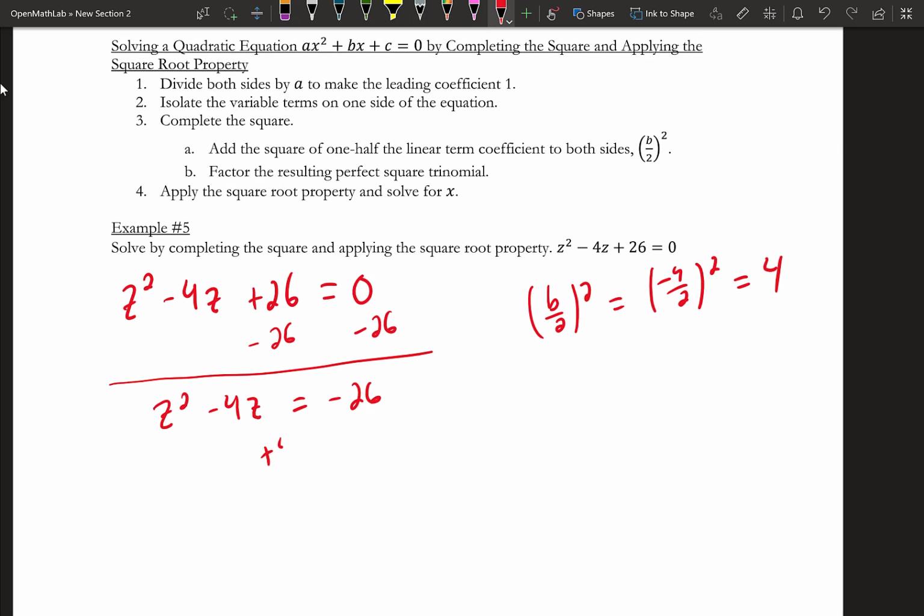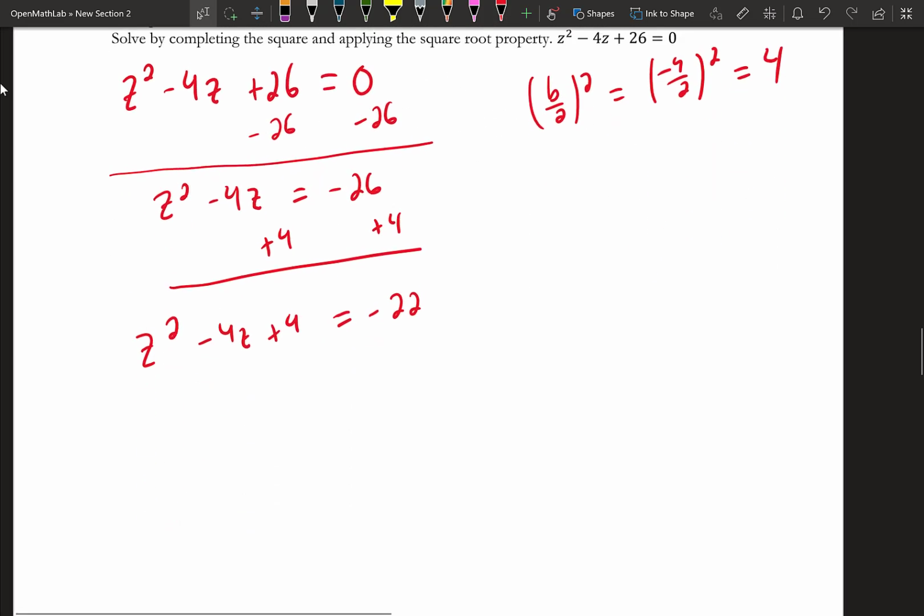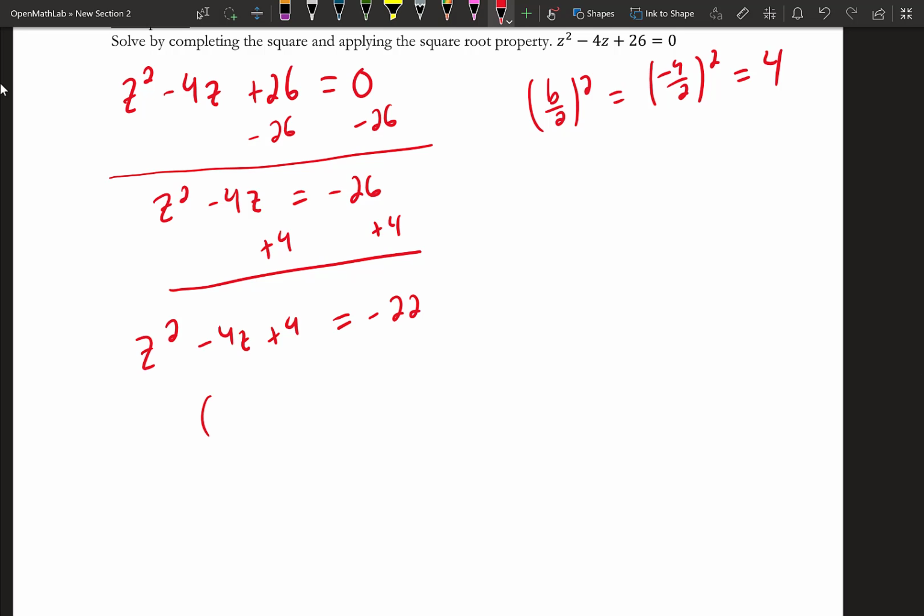So I want to add 4 to both sides. And don't forget, you do have to add the value to both sides. That's the addition property of equality. You have to add things to both sides, otherwise you're going to change the equation, so we want to keep that balance. So we get z squared minus 4z plus 4 equals, negative 26 plus 4 is negative 22. And then I can factor the left-hand side. That becomes z minus 2 quantity squared equals negative 22.